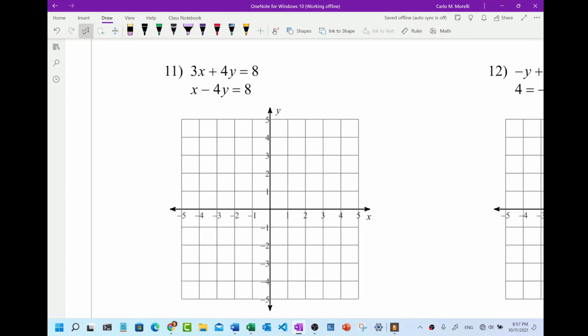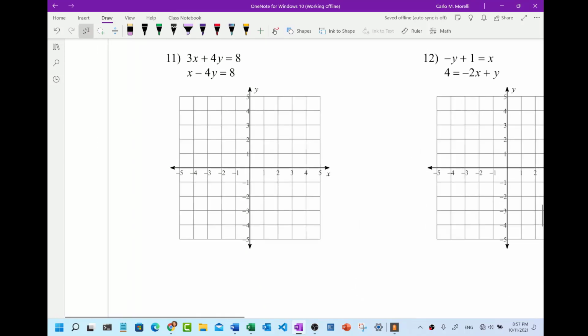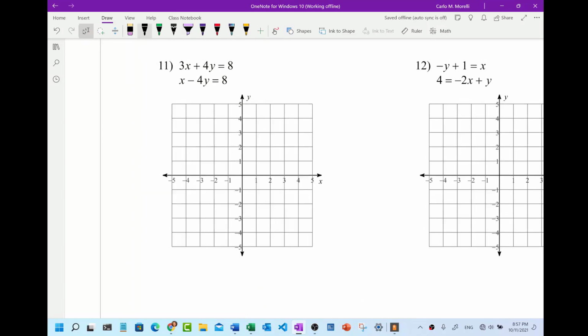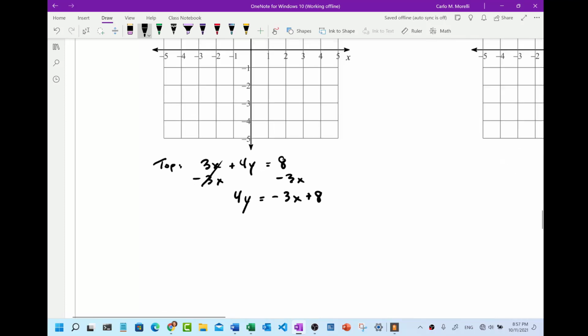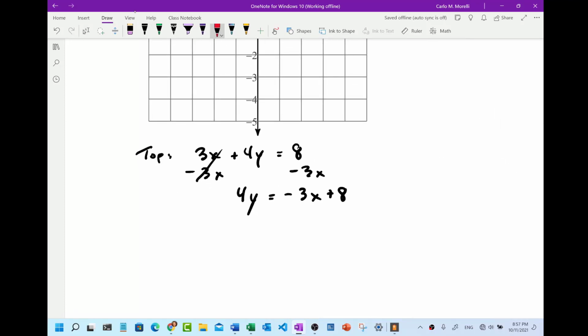Well, here we are on number 11. So we've got to do the same thing. I've got to rewrite. There's no room to do that over here, so I'm going to do it down below. First, we'll take the top equation, and we got 3x plus 4y equals 8. And we will subtract 3x from both sides. And I've got 4y equals negative 3x plus 8. Okay, well, I'm going to divide everything by 4.